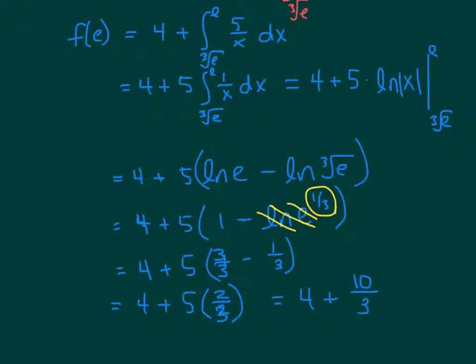Okay, in order to have a common denominator, I need to change that 4 to 12/3, and then I'm ready to go ahead and add those, and I get 22/3. So f of e ends up being an answer of 22/3.